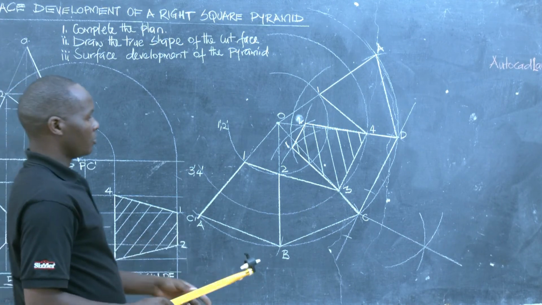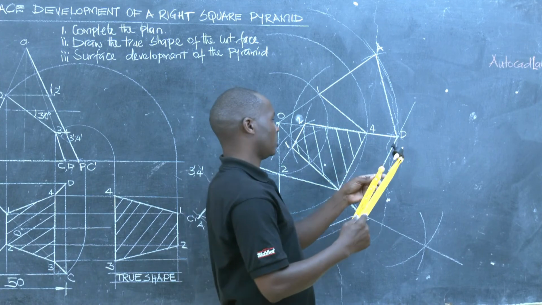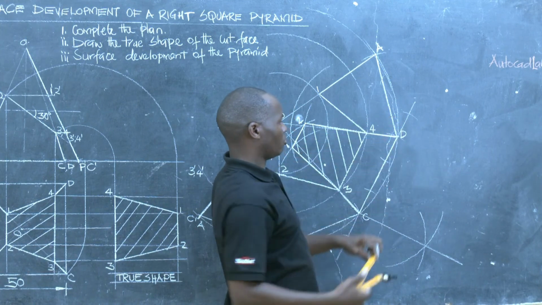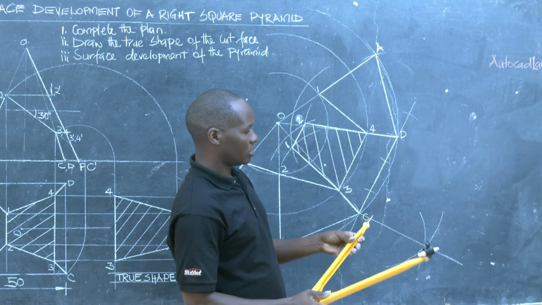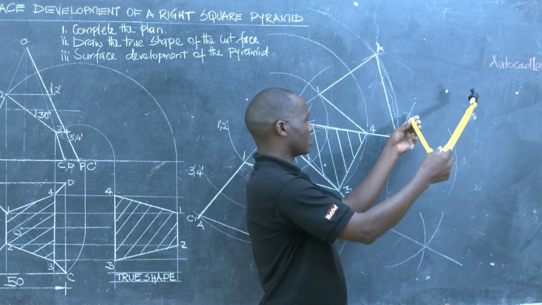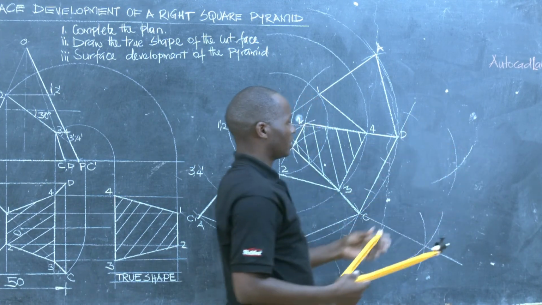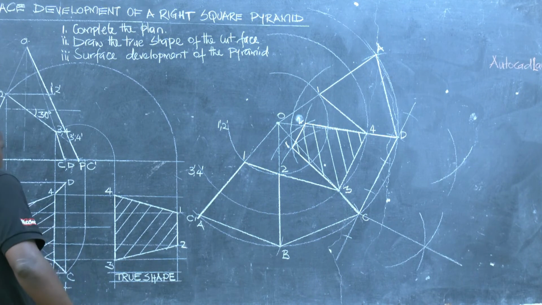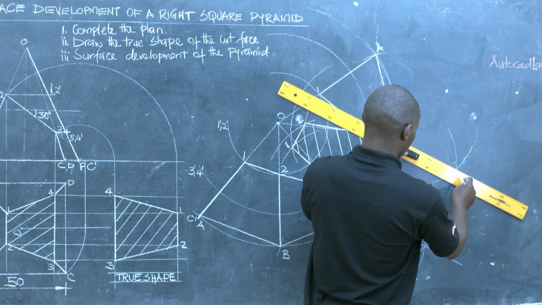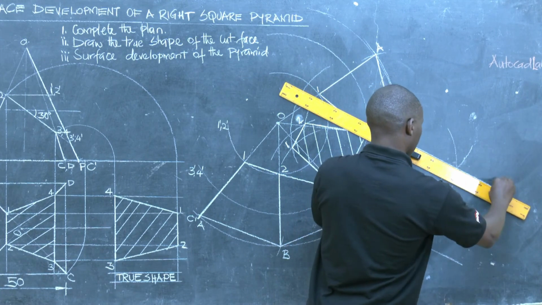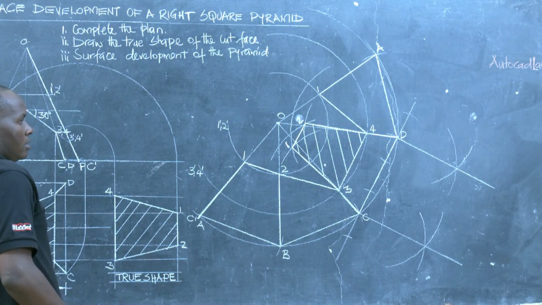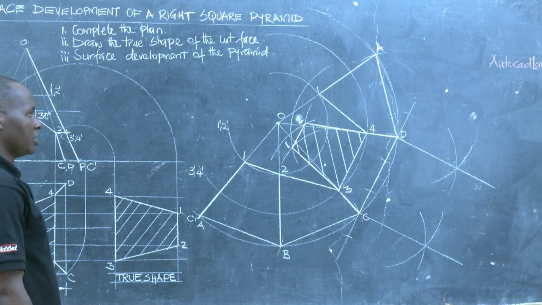Then again we erect a perpendicular at point D, again with a small radius using our compass. Describe an arc on both sides of point D, using the same radius or a different one. Make two arcs. Then we join the intersection of the arc with point D.